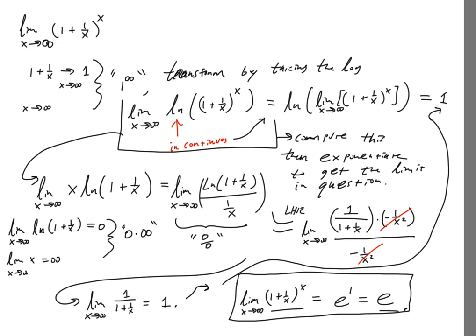So we did many examples now of different algebraic transformations to move our alternative indeterminate forms into the acceptable forms in order to compute L'Hopital's rule.